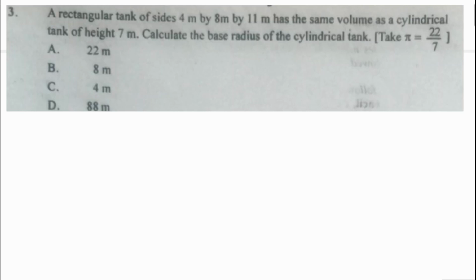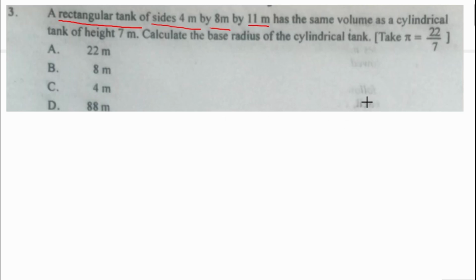Let's move on to question 3, which says that a rectangular tank of size 4 meters by 8 meters by 11 meters has the same volume as a cylindrical tank of height 7 meters. Calculate the base radius of the cylindrical tank. Take pi equals 22/7. The key facts in this question are the fact that there is a rectangular tank of size 4 meters, 8 meters, and 11 meters.